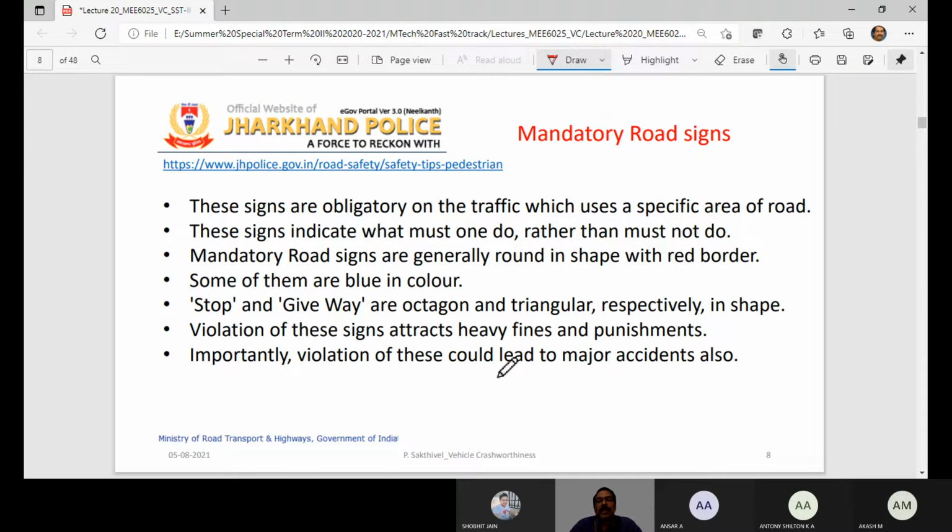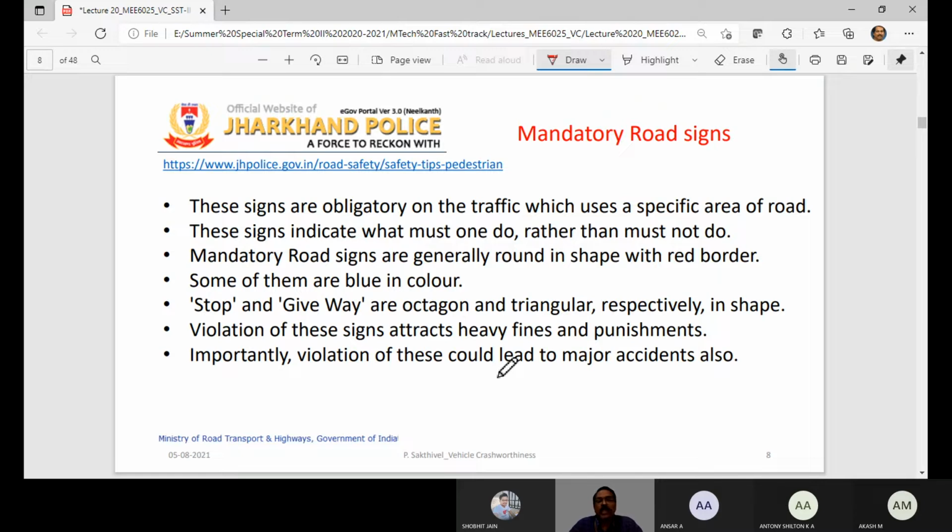These signs indicate what one must do rather than must not do. So see that nice word statement. What is it that we are supposed to do, rather than what we should not do, emphasizing on that. So we simply follow that sign rule if we understand the signs on the roads.